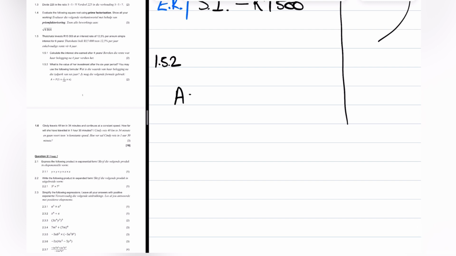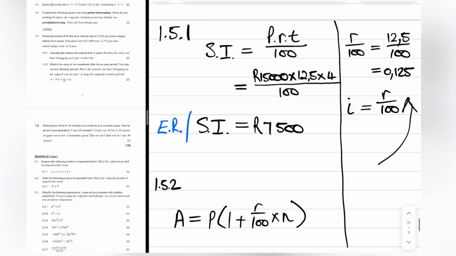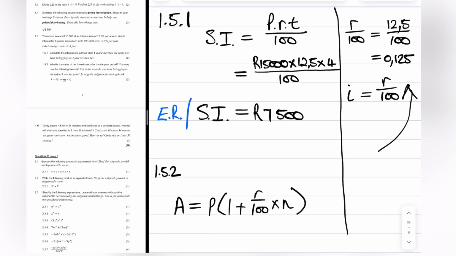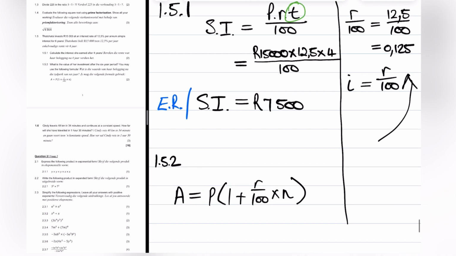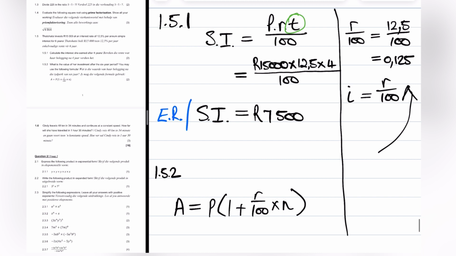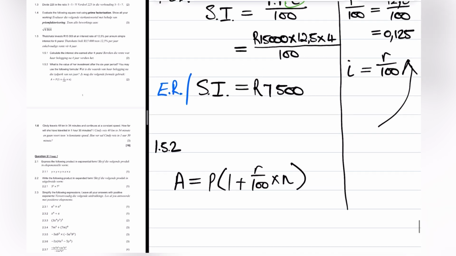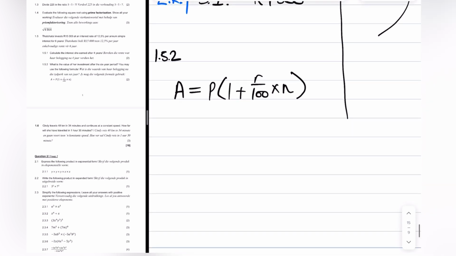It says A is equal to P multiplied by 1 plus R over 100 multiplied by N. Now again, if you go back to simple interest here, that T will also, next year in grade 9, you'll move away from this equation and you'll use the equation that says SI is equal to P times I times N, but that is for later. So N will represent the number of years.